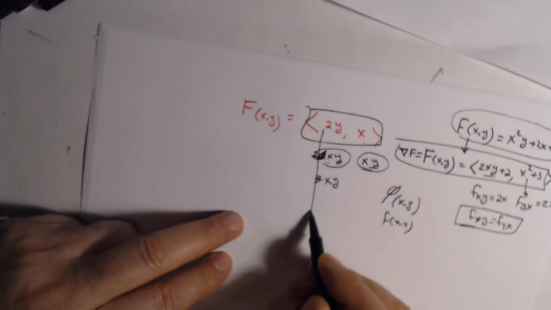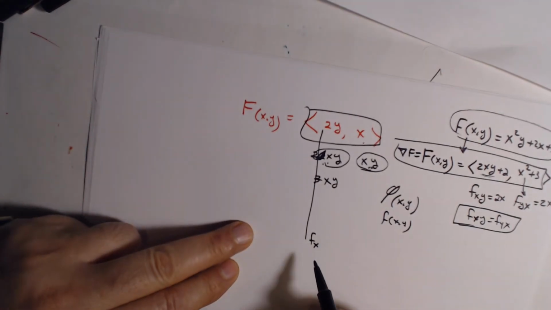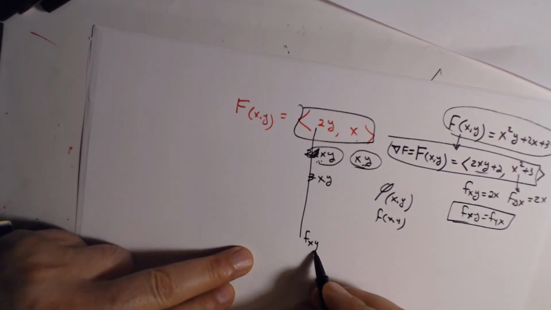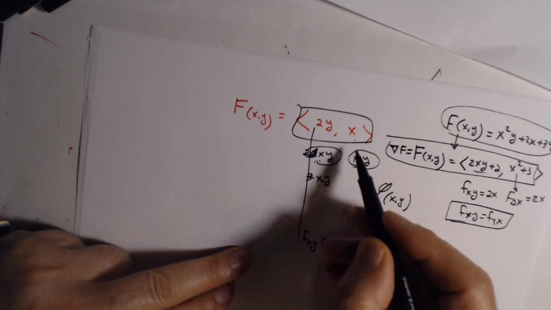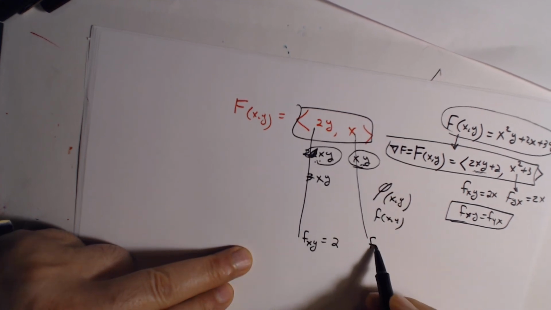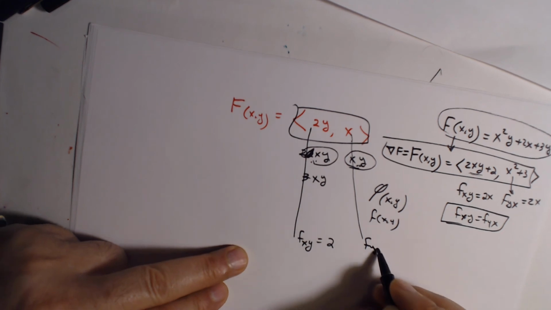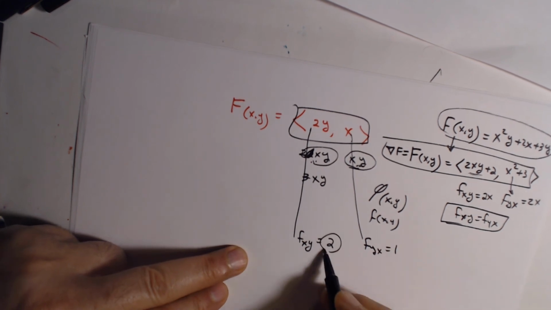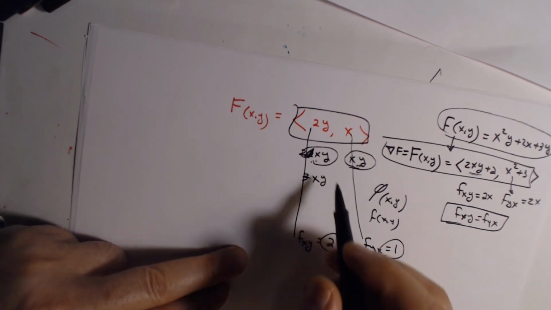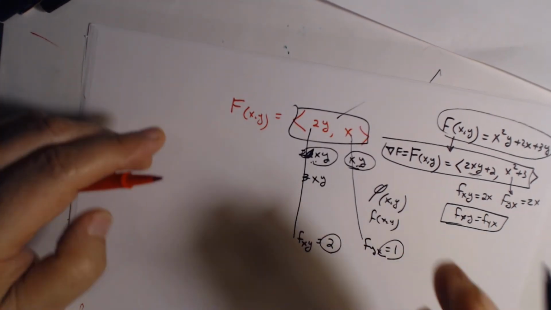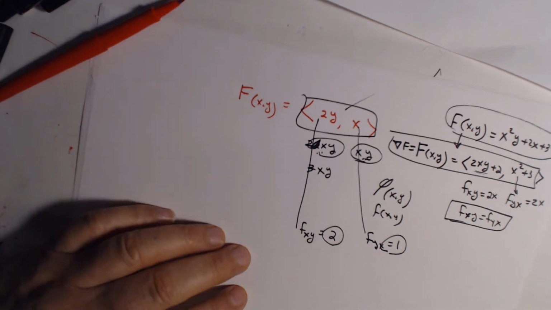Well, let's look at this one. That's the partial with respect to x if I consider this one a gradient. What is with respect to y? 2. That's a partial with respect to y if I assume this is a gradient. What's the partial with respect to x? 1. Are they the same? No, that's not conservative, and it is not represented by a gradient.